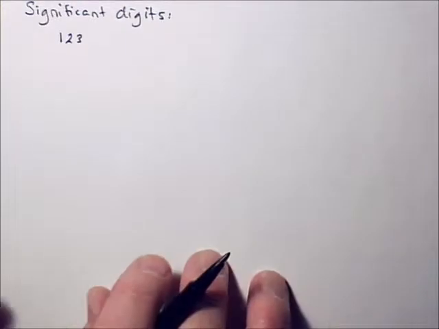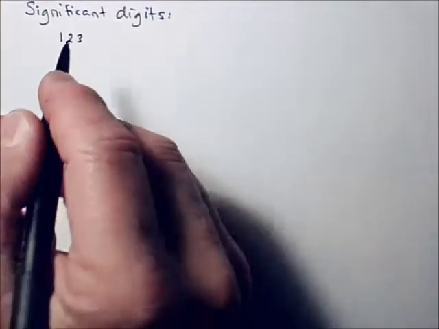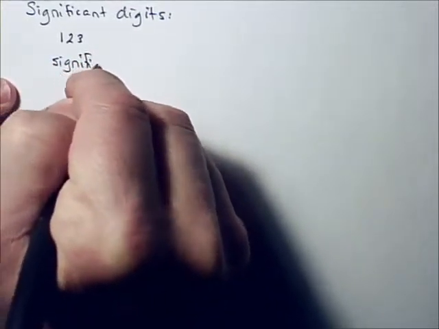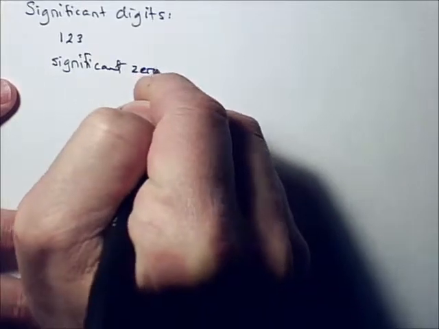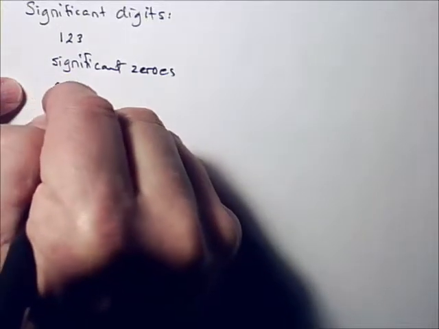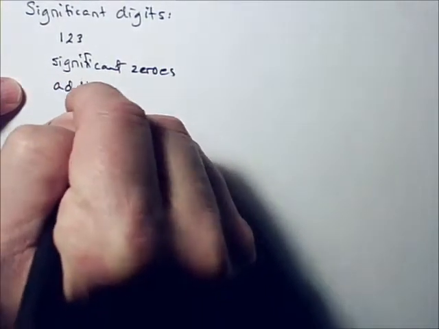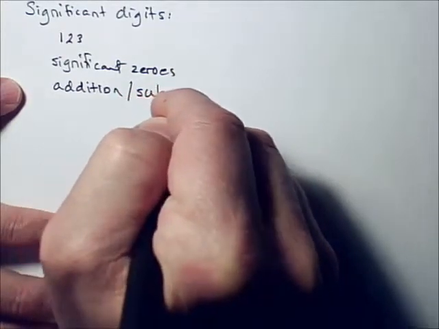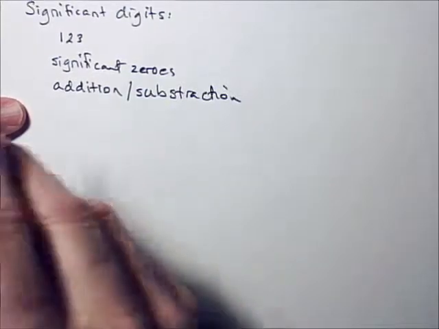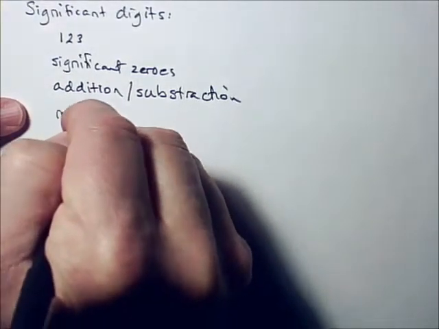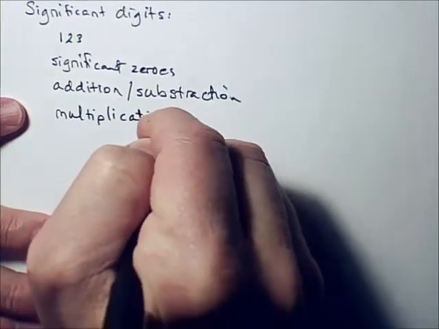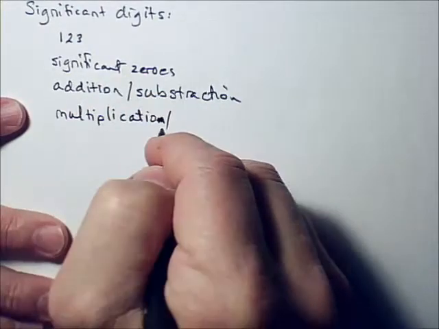So there's different categories of handling significant digits. There are how to handle significant zeros. There are significant digit rules for addition and subtraction. The rules for addition are the same as those for subtraction. Okay? There's a different set of significant digit rules for multiplication. And I bet you can guess what the other thing that these rules apply to is. Multiplication and division. Very good.